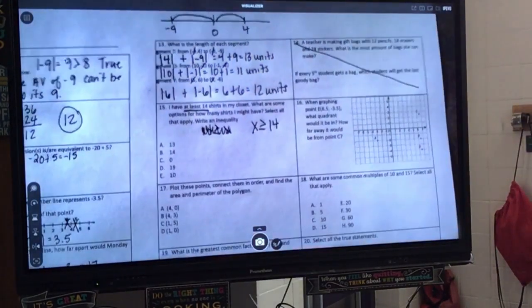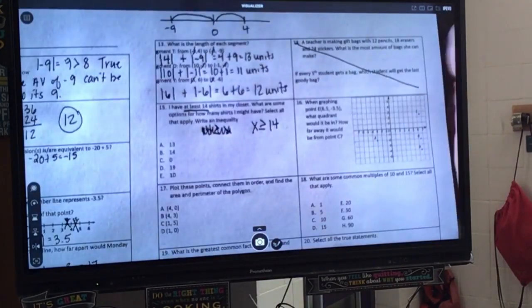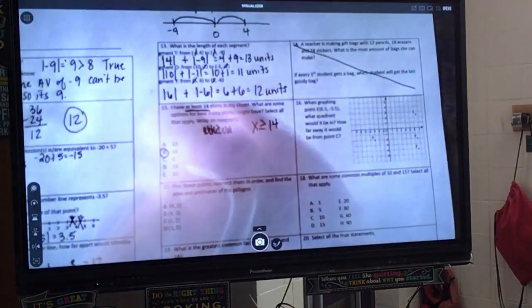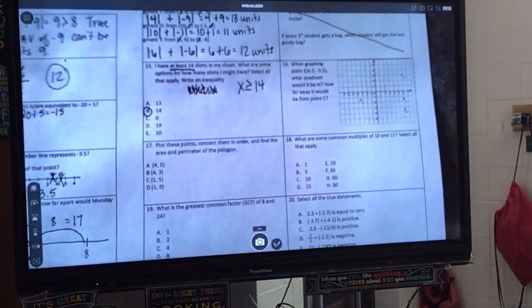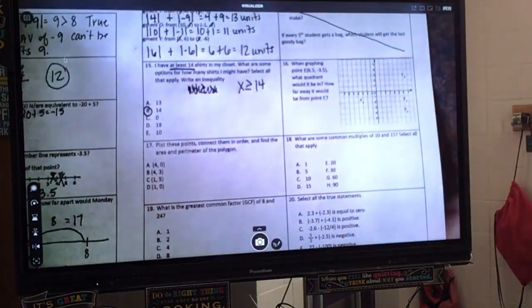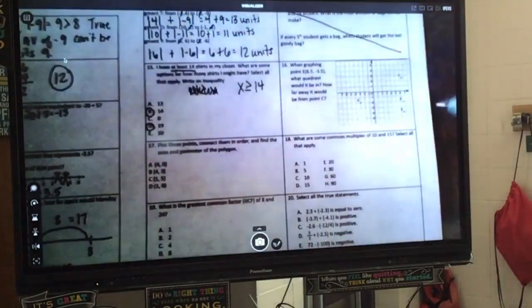All right, so stand up if you picked A, 13. Stand up if you picked B, 14. Okay. Stand up if you picked C, 0. Stand up if you picked D, 19. And stand up if you picked E, 10.